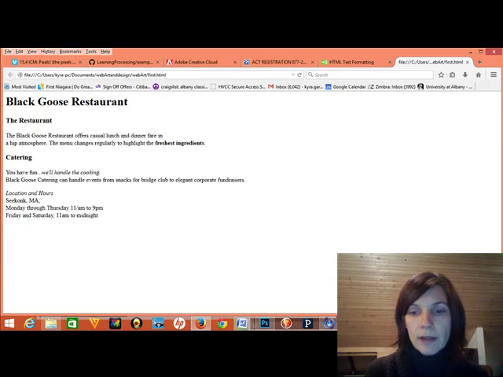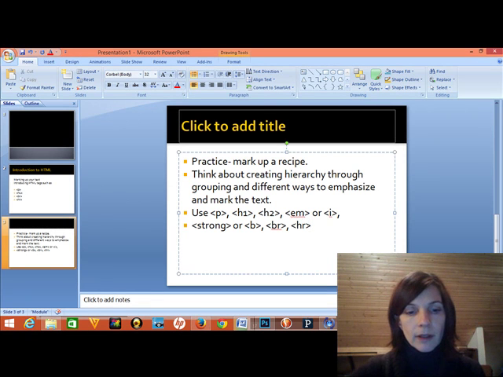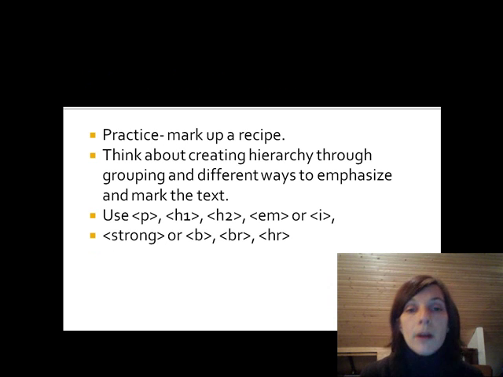So this is your practice. What I would like you to do is, just pull this up. I'd like you to mark up a recipe and think about creating different kinds of hierarchy through grouping and different ways to emphasize and mark up the text. I'd like you to mark up 2 recipes, or it can be the same recipe, but 2 different ways. So these are all the tags that I'd like you to use, but you don't have to use them all in each recipe. That's why I'd like you to do 2 different versions.